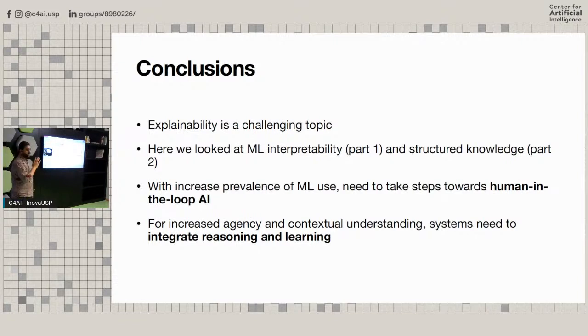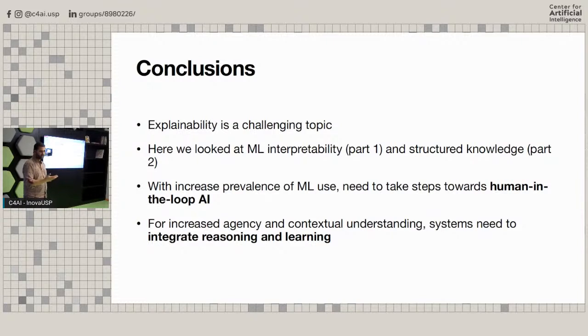I only looked at the interpretability aspect, which is, as I said, very limited, and the structured knowledge aspect, which is the second side to it. What I think most people agree is that with the increasing prevalence of machine learning, you need to think about human in the loop, right? But the question here is, where does the human intervene? At which point is human input necessary, and at which point can we do with algorithms and computing? And that's, I think, the eternal computer science ideal, right?